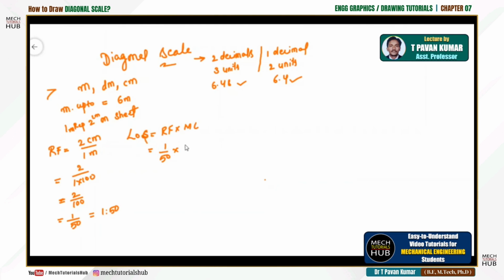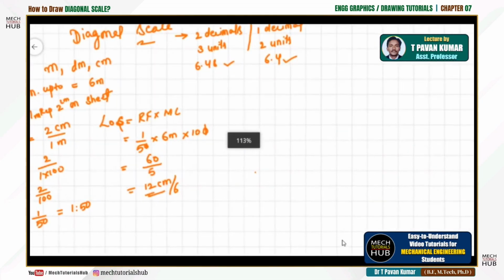Here I kept the length of scale as L. So 6 meters is the maximum length we have considered for this problem, multiplied by 100, because I would like to convert everything to centimeters. If I simplify everything, the whole value will be 12 centimeters. Now these 12 centimeters have to be divided into 6 different parts, because the measure up to distance we need to consider is 6 meters. Based on that, we will divide the complete length into 6 parts.